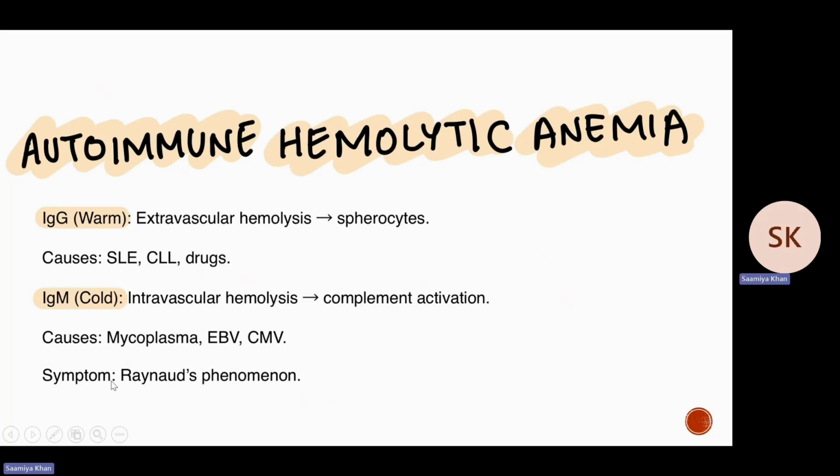And in IgM mediated, the reason why we're saying it's cold is because IgM binds to RBCs in colder extremities, triggering complement activation and RBC destruction via the MAC complex. And this can happen in Mycoplasma pneumonia, Epstein-Barr virus, cytomegalovirus. The symptom is Raynaud's phenomenon, which basically means cold-induced vasospasm, which is going to cause pallor, cyanosis, ischemia, and hypoxia, especially in the extremities like fingers and toes.